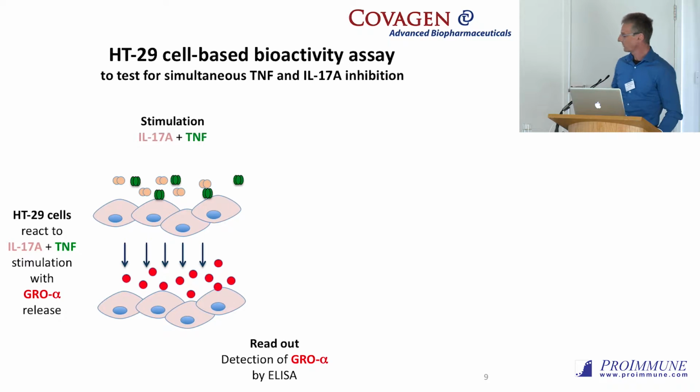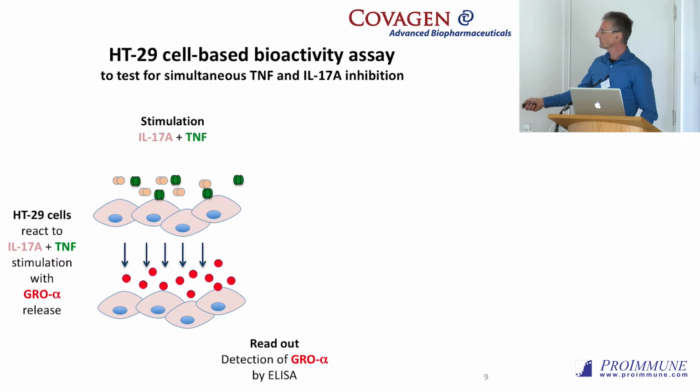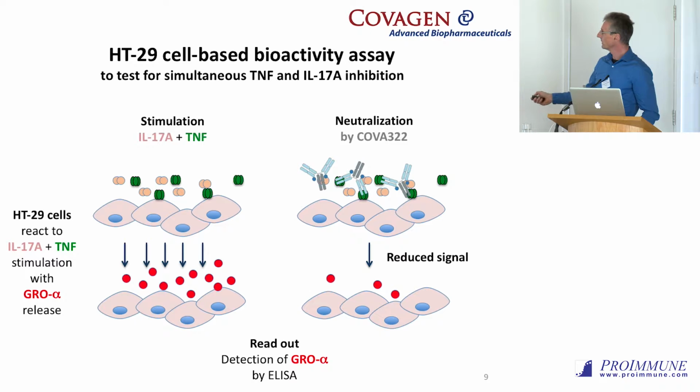And to show this, I want to introduce our bioactivity assay first. So that assay works that we use Ag29, that's human colon carcinoma cell line. If you stimulate Ag29 cells with TNF or IL-17, they release a chemokine, GRO-alpha. So that's your readout, release of GRO-alpha. If you now pre-incubate with COBA322 and you get neutralization of TNF, neutralization of IL-17, you should have no or just a low release of GRO-alpha. This is how the assay looks like.